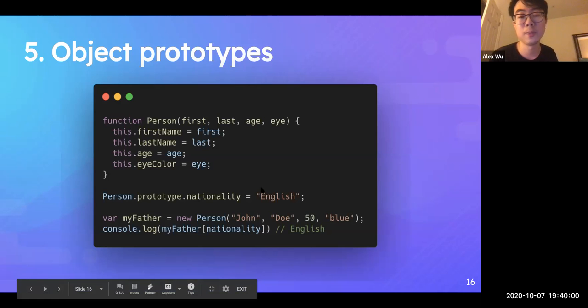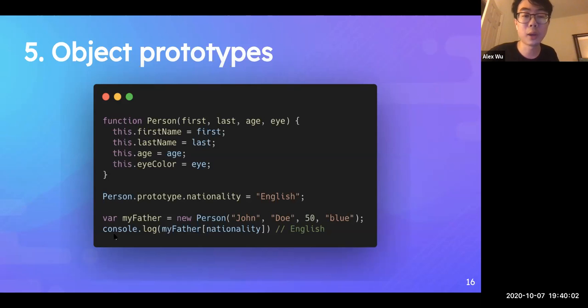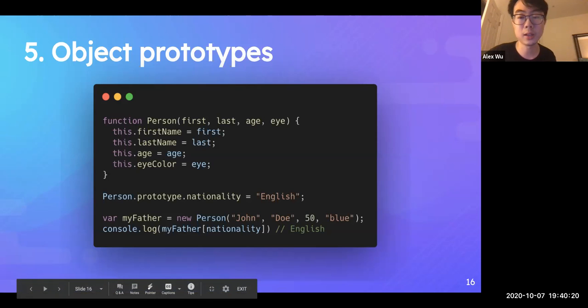And as you can see, if we console.log, by the way, console.log is the equivalent of print in Python. It's just logging things in the console. Here, if we console.log my father's nationality, we'll get the result of English. So yeah. Is there any question for prototypes?